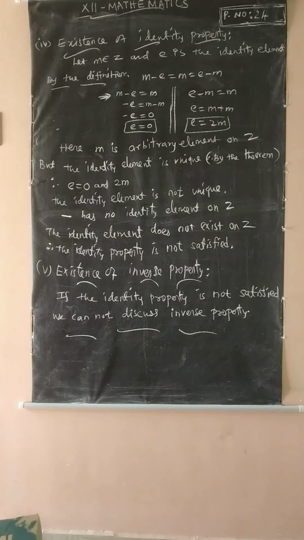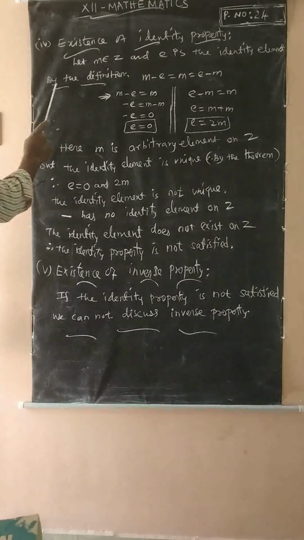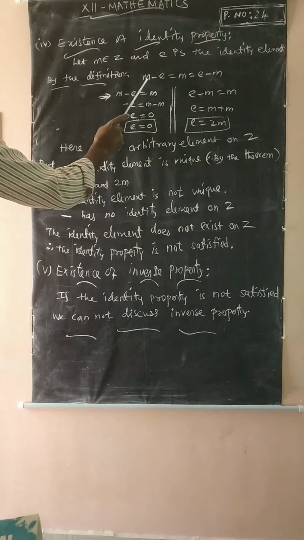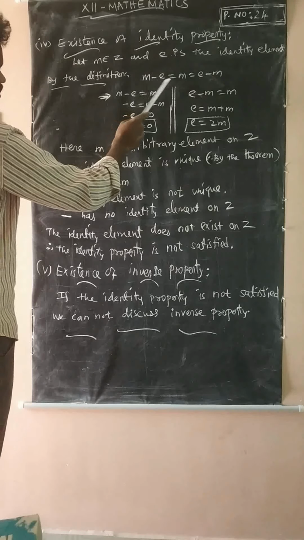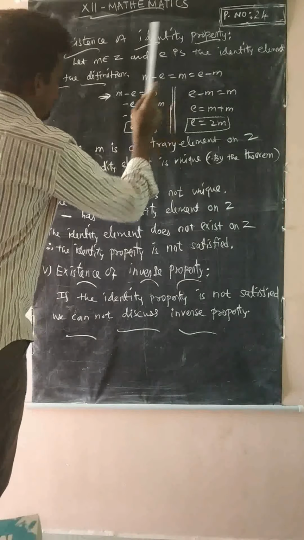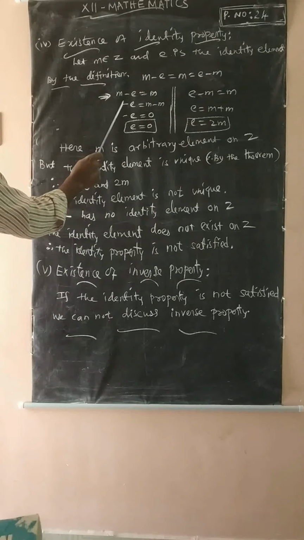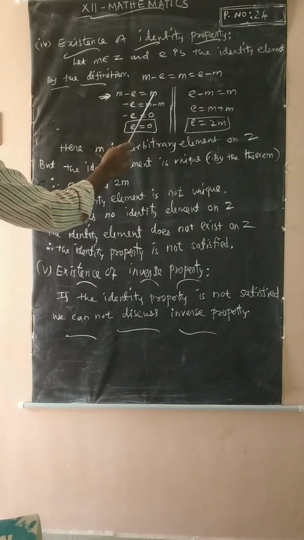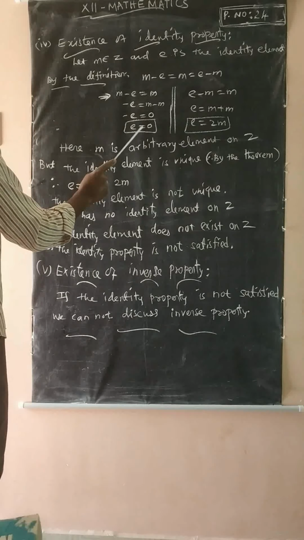Okay, now see fourth subdivision, students. Existence of identity property. Let m belongs to Z, and E is the identity element. By the definition of identity, m star E is equal to m, which is equal to E star m. Here star is subtraction. So m minus E is equal to m, which is equal to E minus m. Okay, now take first part. M minus E is equal to what? M. So here m minus E is equal to m, take right hand side. M minus m, that is 0. Minus E is equal to 0, E is equal to 0. So here one of the identity elements is 0.